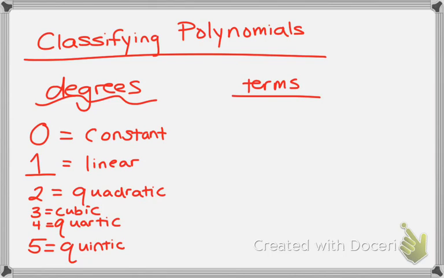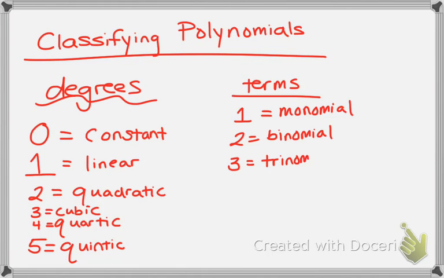Can you have 0 terms and have a polynomial? No, it wouldn't be anything, right? So if you have 1 term, then it is a monomial. 2 terms is a binomial. 3 is a trinomial. And anything beyond, we would say a polynomial of n terms.